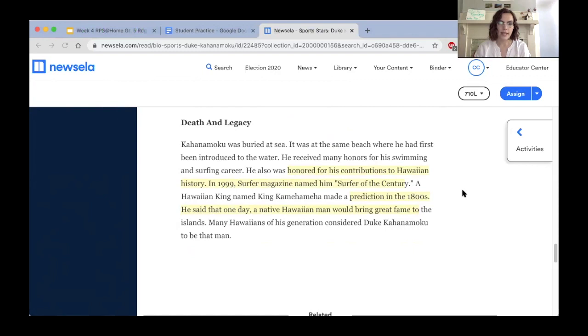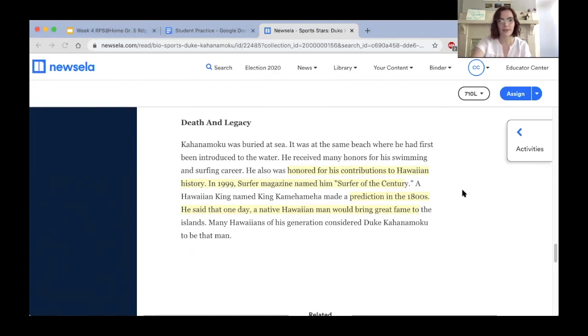A Hawaiian king named King Kamehameha made a prediction in the 1800s. He said that one day, a native Hawaiian man would bring great fame to the islands. Many Hawaiians of his generation consider Duke Kahanamoku to be that man.